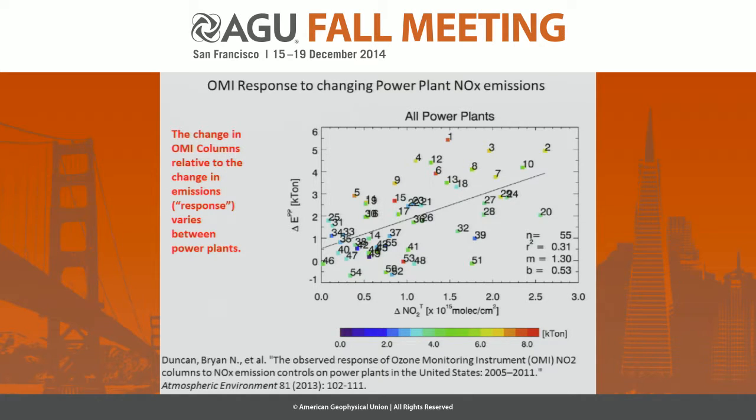But we found that there is a relationship between the emissions at the actual power plant and what OMI does see. So we want to see, can we get a better fit for those?